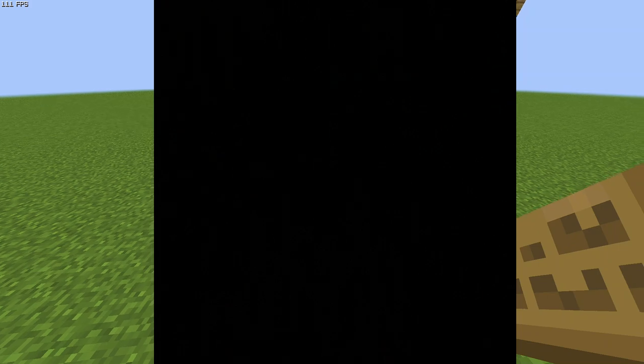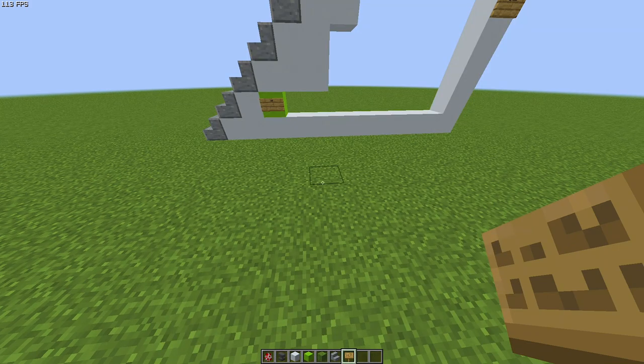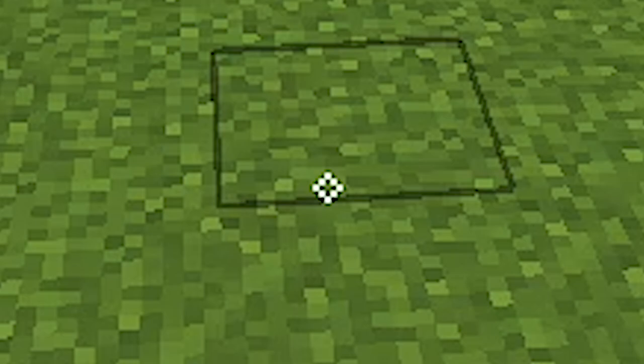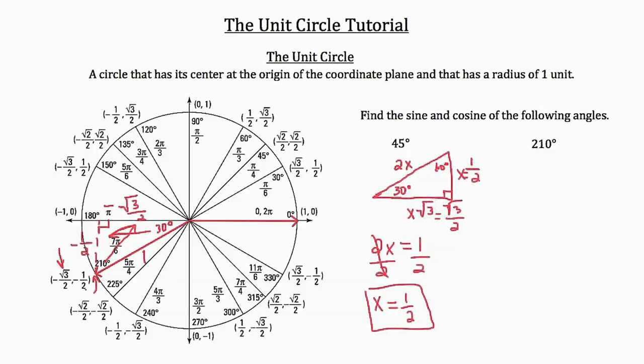Yes. Okay, let me check the answers. I gotta go to the back of the textbook. Check the answer. It's 24. Well, next question. Why is there a circle on the next question?